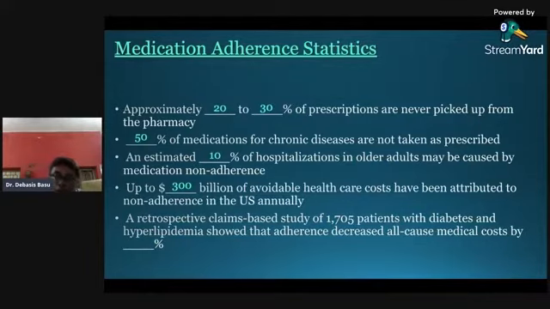A retrospective claims-based study, from the insurance data, of almost 1,705 patients with diabetes and dyslipidemia showed that adherence decreased all-cause mortalities or medical costs by 15%. So if you really can maintain this adherence, your cost, your mortality, everything improves.